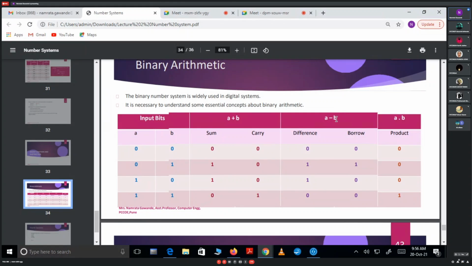A minus B. Can you see what is given here? Difference and borrow. Difference means 0 minus 0 is 0, 0 minus 1 is 1, 1 minus 0 is 1, and 1 minus 1 is always 0. But where will you get the borrow in binary subtraction, A minus B? When the first bit is 0 and the second bit is 1, 0 minus 1 always generates a borrow. So for 0 minus 1, the difference is 1 and the borrow is also 1.